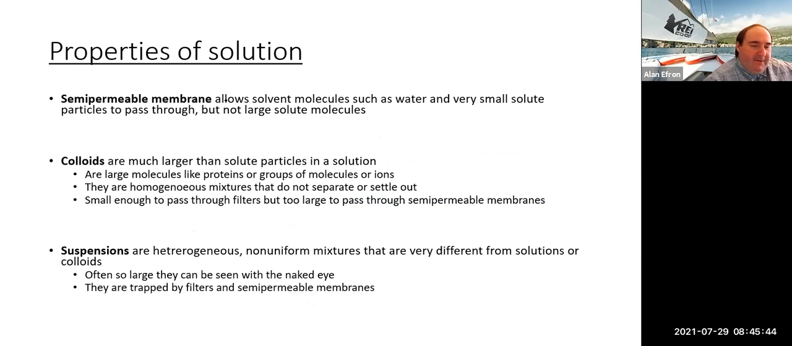All right. So a couple of things about solutions. As we've been talking about before a little bit here, there's a semi-permeable membrane. It's basically a membrane that allows certain molecules to pass through and prevents other ones from passing through, like cell membranes and stuff like that.